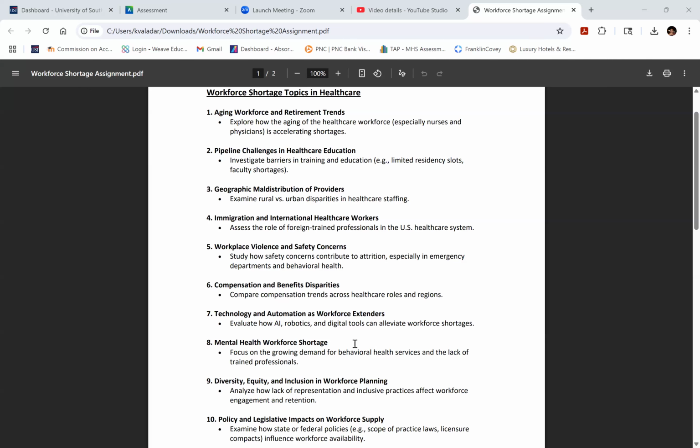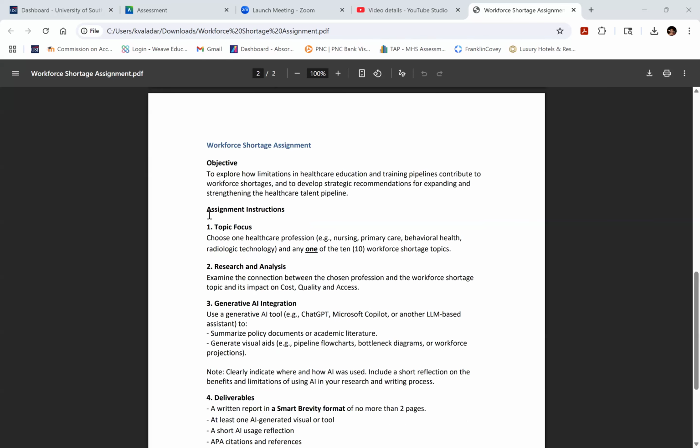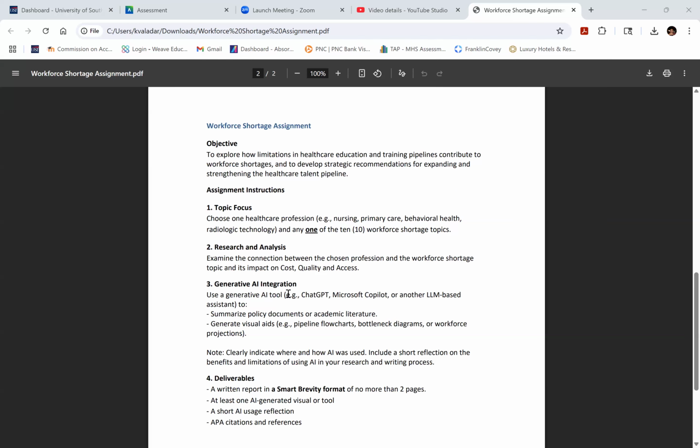So you're going to choose a profession, and let's say you choose geographic maldistribution of providers, looking at the rural and urban disparities in healthcare and how that contributes in that profession to the workforce shortage. That's what I mean. Or technology and automation as workforce extenders, how AI, robotics, and digital tools maybe alleviate workforce shortages, but also maybe contribute to the workforce shortage. So you're going to choose the topic focus and a profession.